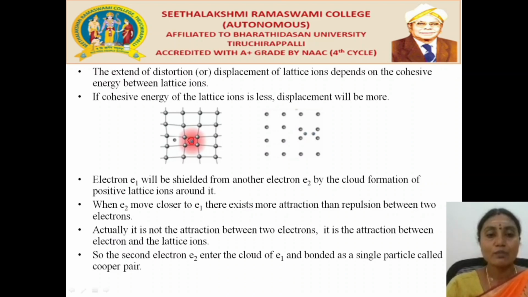Consider this electron as E1 and this electron as E2. The electron E1 will be shielded from electron E2 by the cloud formation of the positive lattice ions around it. When electron E2 moves closer to electron E1, there is more attraction than repulsion between the two electrons. Actually, it is not an attraction between the two electrons, it is the attraction between the electron and the lattice ions. So the second electron E2 enters the cloud of E1 and bonds as a single particle called a Cooper pair.